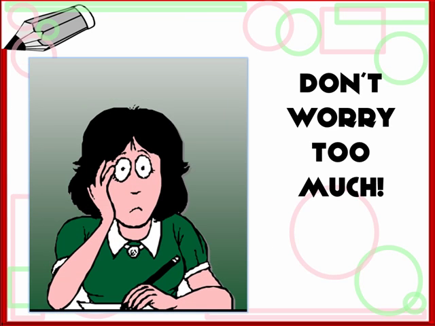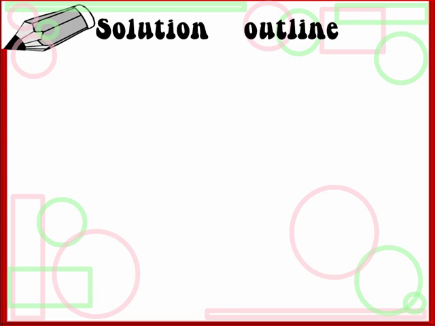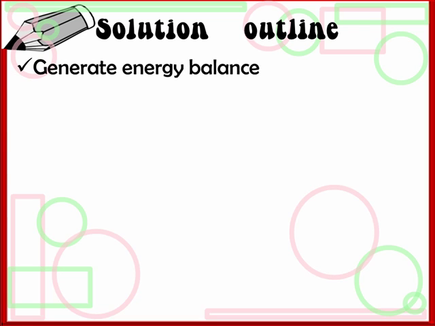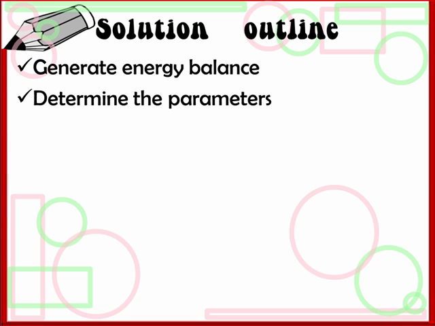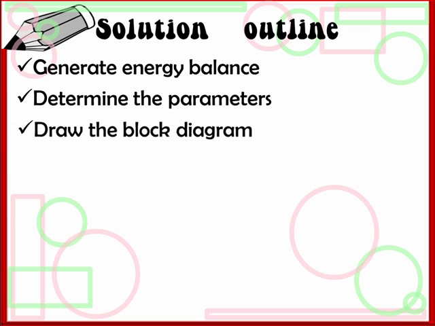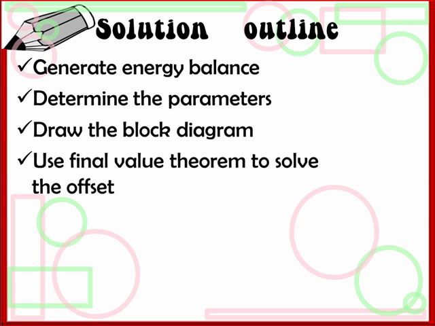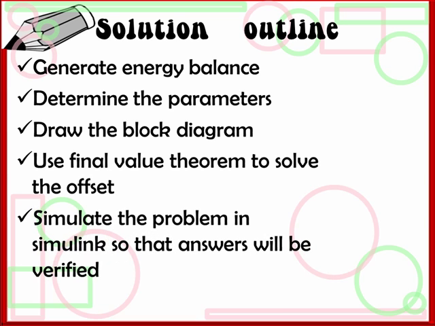Heavy? Don't worry too much. I have prepared a simple solution outline to make the solution simpler. This will serve as a guideline in answering the problem. First, we generate the energy balance, then we determine the parameters, draw the block diagram, use the final value theorem in solving the offset, and use Simulink to simulate the problem so that the answer will be verified and the conclusion will be generated.